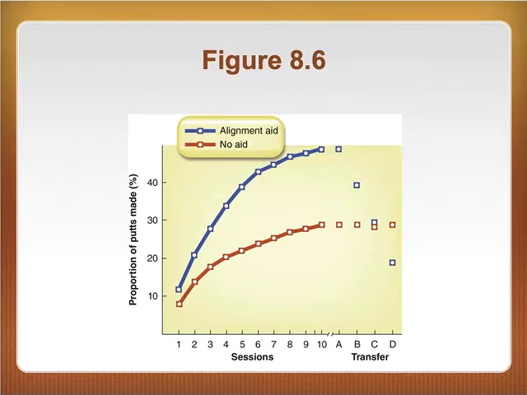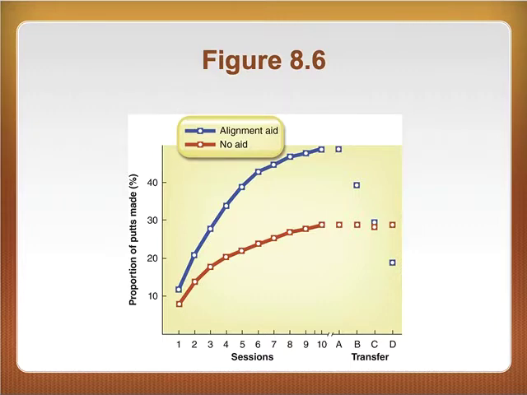They have something called an alignment aid for putting, which helped you make sure your putter was going straight. There was a group who used the alignment aid, and a group who didn't. The alignment aid group is blue. During the 10 sessions of putting, the people who used the alignment aid, which helped them make sure their putter went straight every time, got a lot better really quick. The people who didn't use the alignment aid improved, but much more modestly in the percentage of putts they made. Then they did 4 transfer trials to see if those were permanent effects on putting.